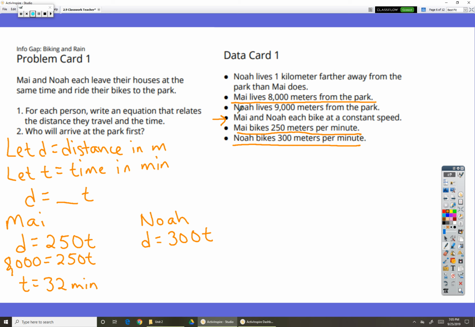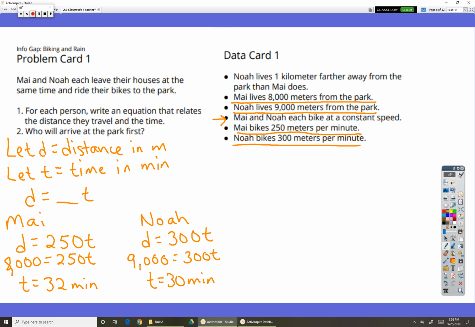Noah, let me take a look up here for his distance. Noah lives 9,000 meters from the park. So in his equation, I'm going to put 9,000 in for the distance. And again, I'm not going to multiply these numbers. They're not on the same side of the equal sign. I'm going to need to divide to figure out what I multiply 300 by to get 9,000. So when I do 9,000 divided by 300, I get 30. So Noah's time was 30 minutes.